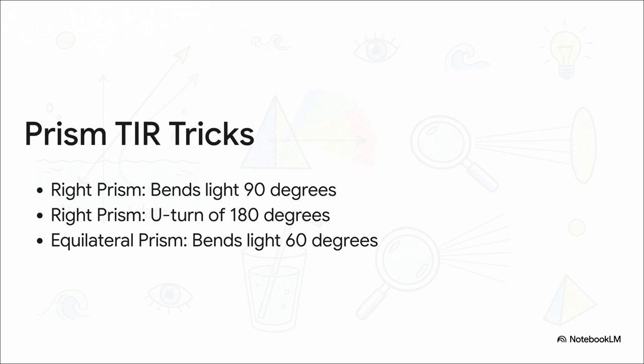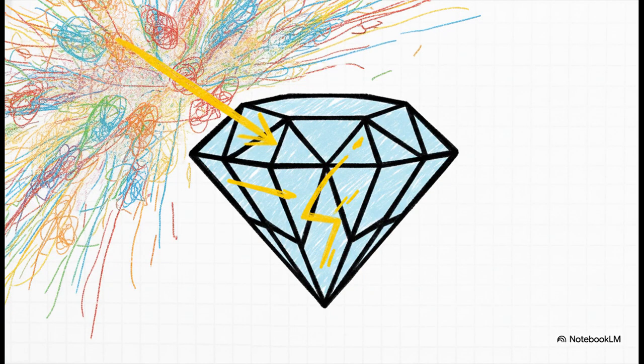You can even use that exact same prism from a different angle to bounce the light twice, creating a full 180-degree U-turn. Or you can use an equilateral prism where all the angles are 60 degrees to bend the light exactly 60 degrees. It is perfectly predictable, 100% efficient optical engineering based entirely on manipulating these angles. Which perfectly brings us full circle to exactly where we started our session today: the diamond secret.